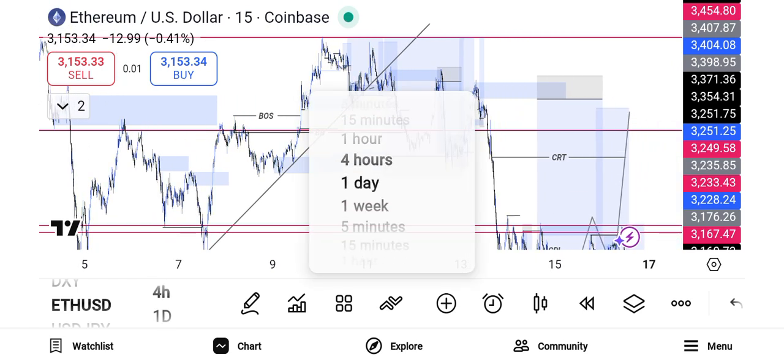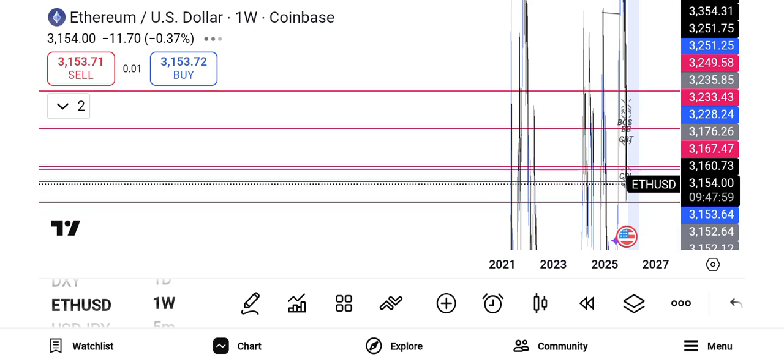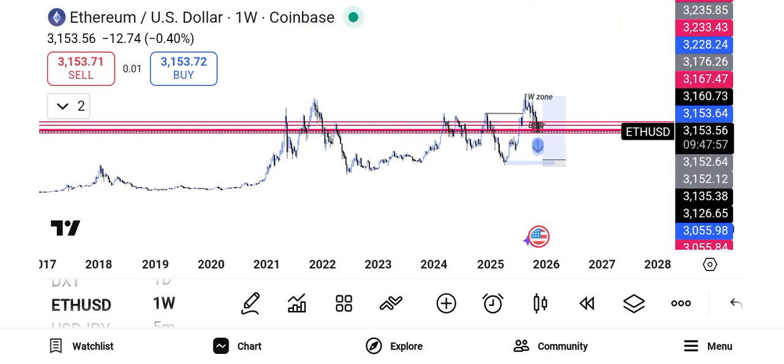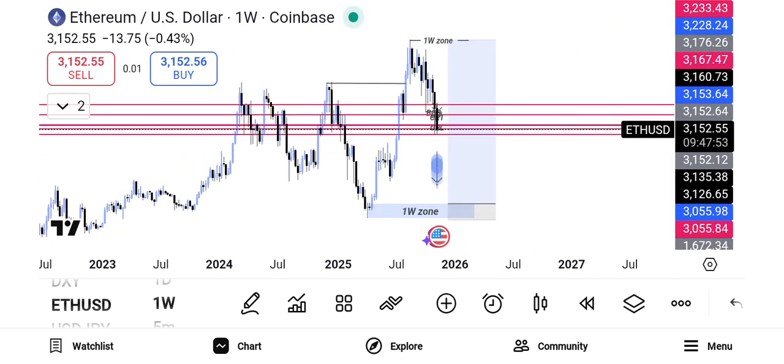Let's go to our 1 week time frame. On our 1 week time frame, this is what I'm anticipating on Ethereum. Ethereum has to sell to come down back to my 1 week time frame, and from my 1 week time frame, I'm longing this market. I don't know how many months it might take, but once the market is here, I promise myself to take this trade whenever it can trade.